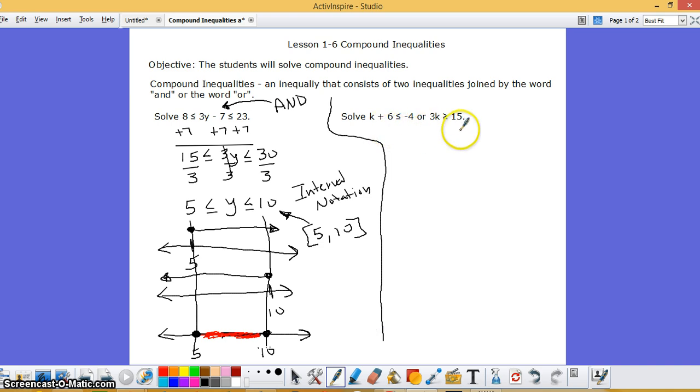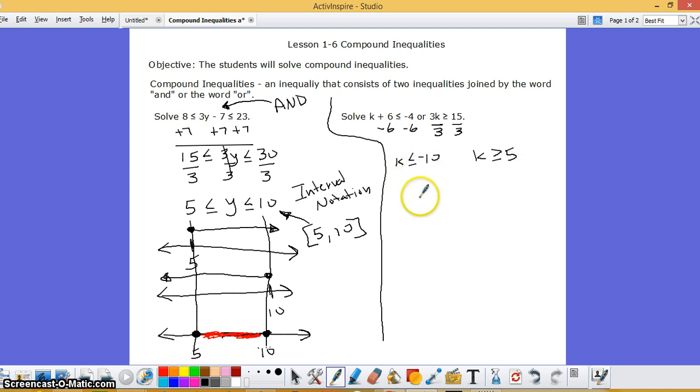Or inequalities, we solve them independently. So we have plus 6, so we're going to subtract 6. So that's k is less than or equal to negative 10. Over here we have to divide by 3. So k is greater than or equal to 5.